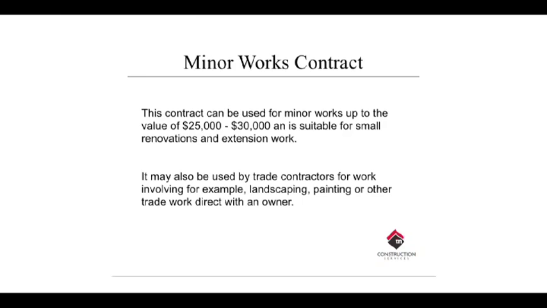The next one is a minor works contract. As you can see there, worth up to the value of $30,000. A little bit bigger in contract. It's got a few more terms and conditions in it that deal with, probably minor renovations would be a good one to use this for. Once you get over the minor renovations, you're talking major renos or a complete building, then you've got to start dealing with residential building contracts.